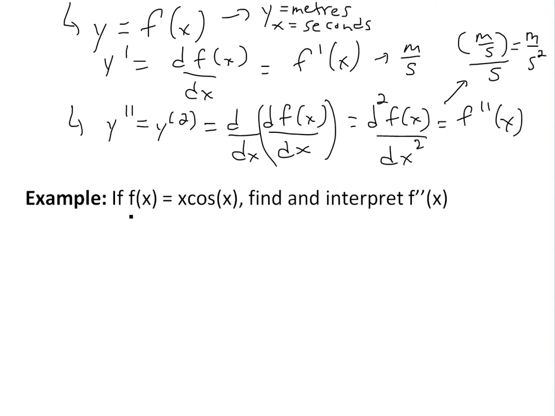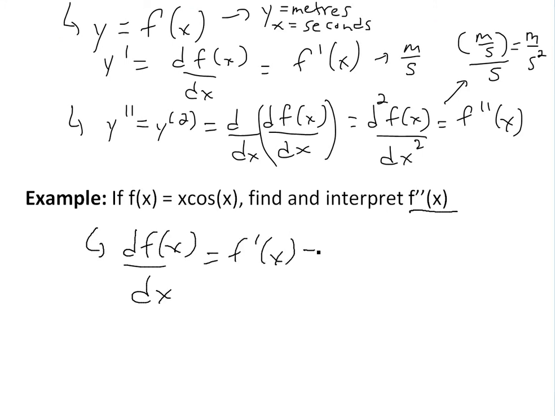The example states: if f of x equals x times cos of x, find and interpret the second derivative of f of x right here. So basically this is taking the derivative twice. So first we find the derivative, we'll get df of x over dx, or just write f prime of x. This equals, using product rule, the derivative of this.